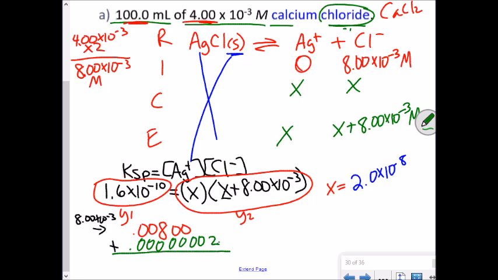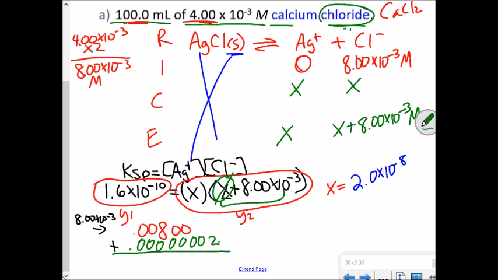If I add those two together, significant digit-wise, does that really affect my overall change here? No. So this is where we get to eliminate that x. We get to take this x out and just do the simple math, because that's not going to affect this value at all.